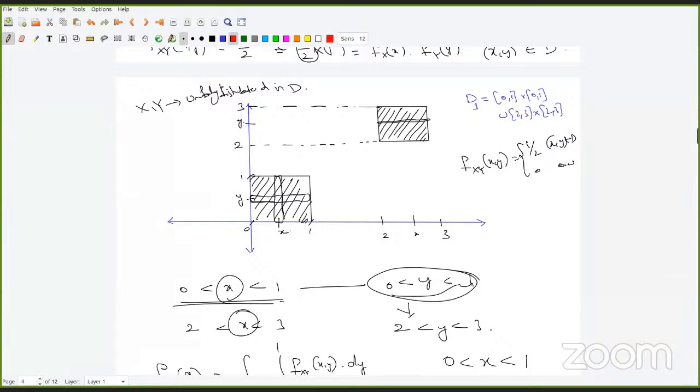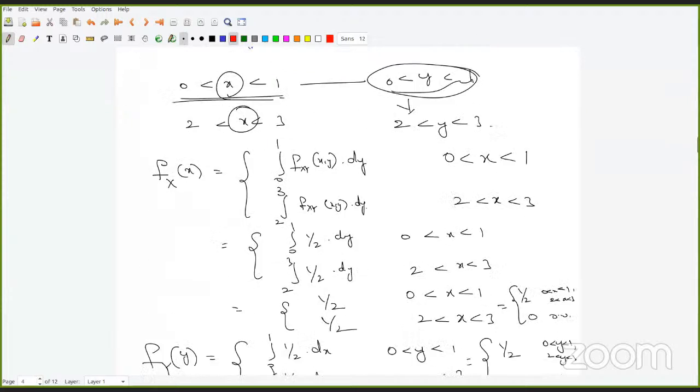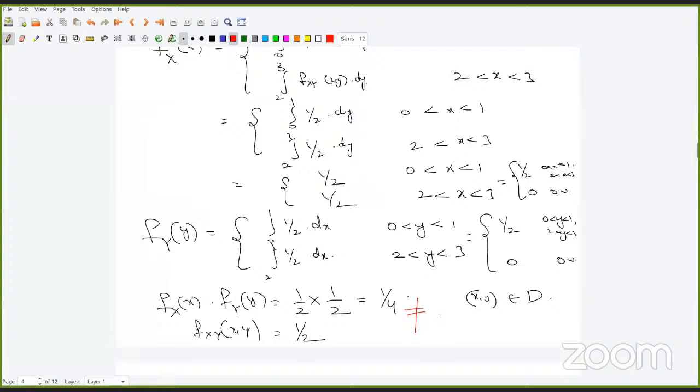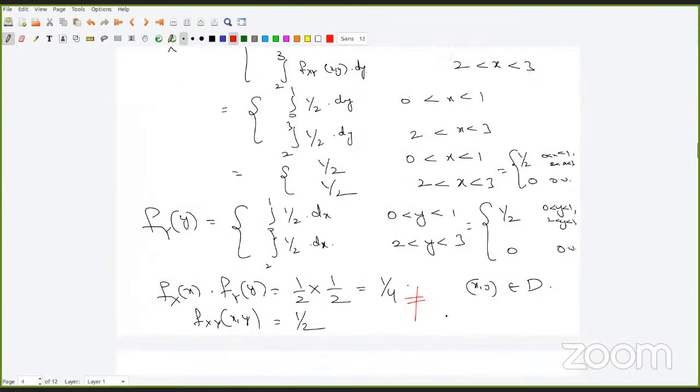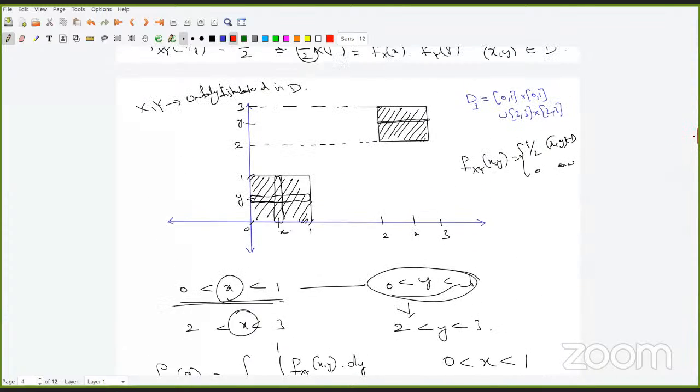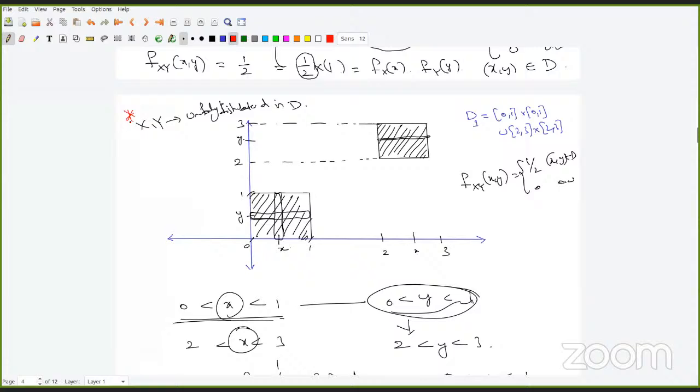Please write dependency with the red mark kind of thing on the figure. Yeah, they are dependent now. Please mention that one, sir. Okay. So now this x and y are dependent in this particular case.